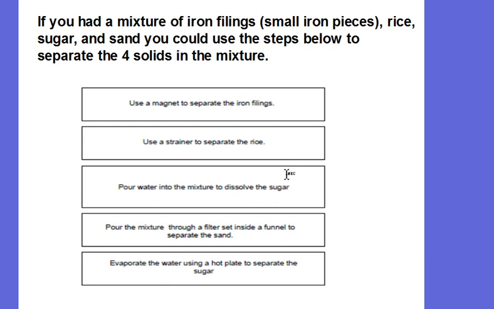You put the sand and sugar mixture in water. That allows you to separate the sugar from the sand. Pour the mixture through a filter inside a funnel. Now you've got the sand in the funnel, and you've got the sugar water collected below. Then you would have to evaporate the water using a hot plate to separate out the sugar.